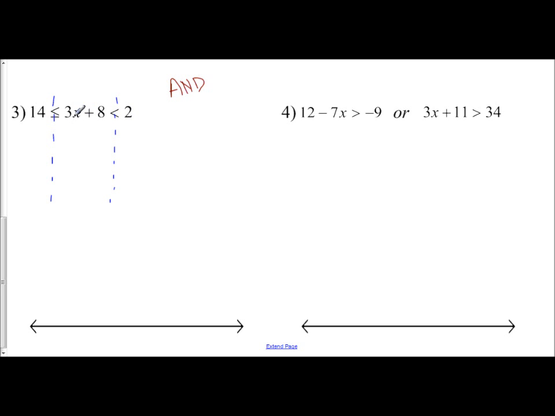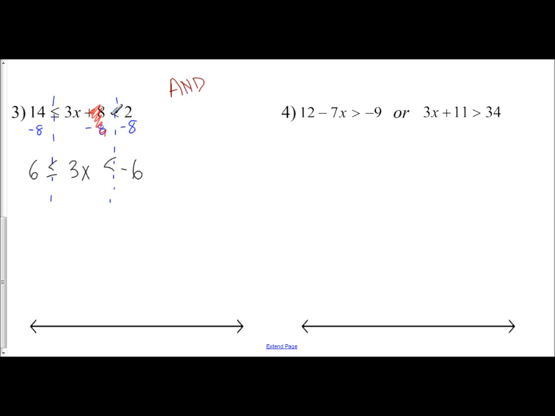And how would I isolate this x? I would subtract 8. Well, now you see this -8 is all by itself in the middle, and you know with solving equations, whatever you do to one side, you have to do to the other. It's just now there's two outsides, and so I'm going to put a -8 here and a -8 here. So visually, this kind of helps some students with the setup. 14 minus 8 is 6. I'm going to have less than or equal to. The positive 8 and negative 8 cancel each other out. I get 3x, which is less than 2 minus 8 is -6.